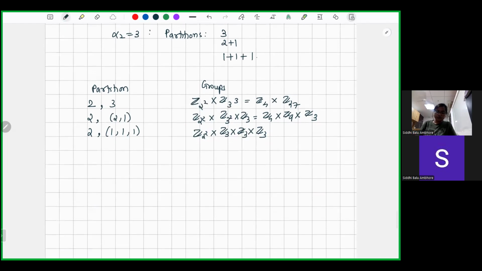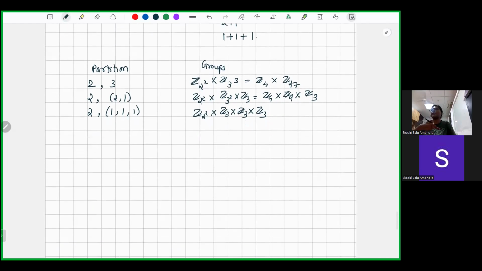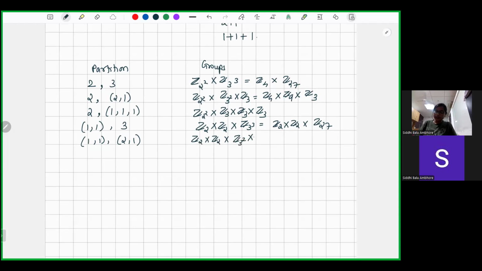And now again I have the second possibility for the partition of 2. So it will be 1 plus 1 here, that is 1, 1 with 3. So this will be Z2 cross Z2 with Z3 cube, that is Z2 cross Z2 cross Z27. Similarly, 1, 1 I can pair with the second partition of 3, that is Z2 cross Z2 cross Z3 square cross Z3.